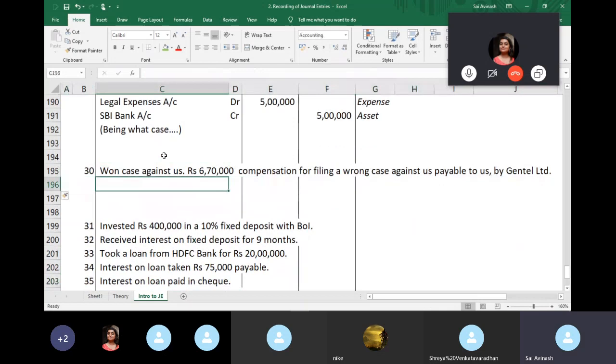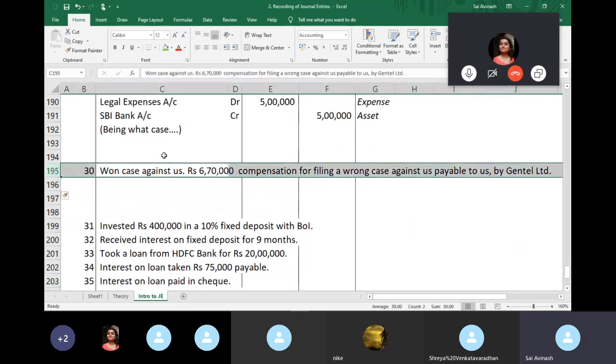So now, okay, turns out we won the case, right? So one case against us, rupees 6.7 lakhs compensation for filing the wrong case against us, payable to us by Gentle Limited. Okay. What do we understand? Let's think of it like a set of facts. So we won a case. That very fact just gives me a piece of information. It doesn't give me a number. Okay, I have to receive compensation. So now I have something that I have to receive, and the value is 6.7 lakhs.